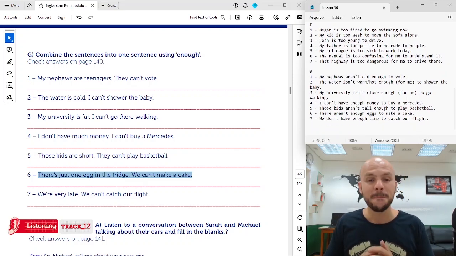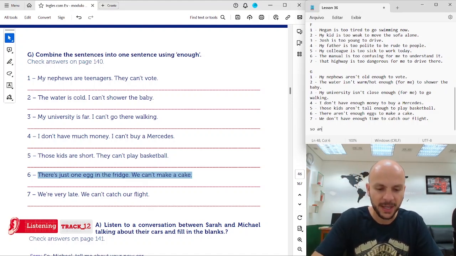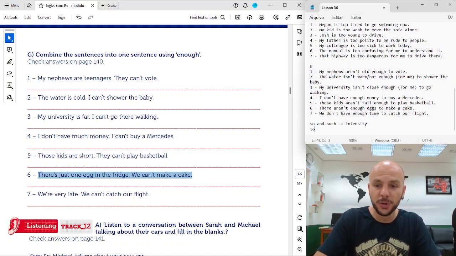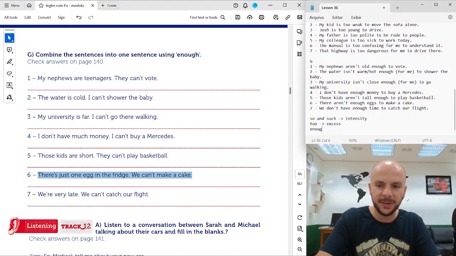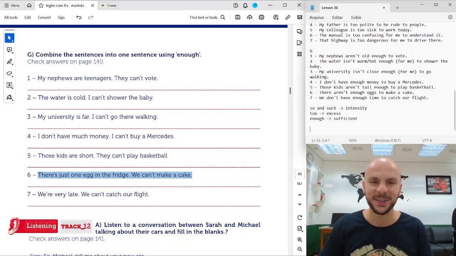All right? Beautiful. Summarizing, we use so and such to express intensity. We use too to express excess, and enough to express sufficient. All right? I know it's very clear for you.